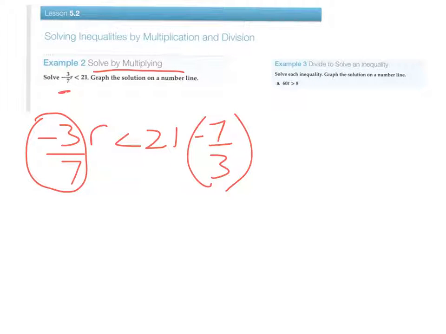The only rule in inequalities that matters is that when we multiply or divide by a negative number, the sign has to flip. So this changes directions. When I multiply by that, I get r, and over here, I can go through the math and get a -49.